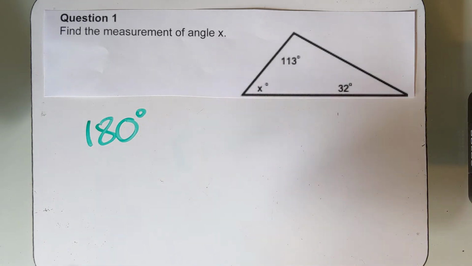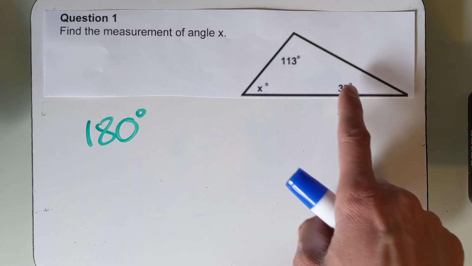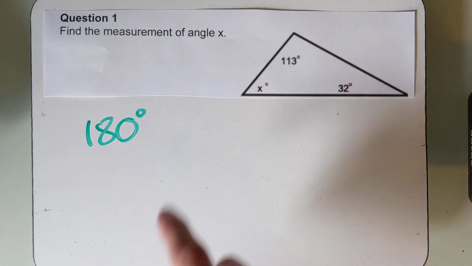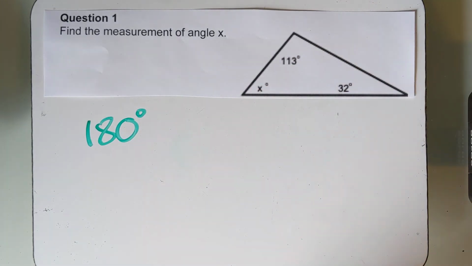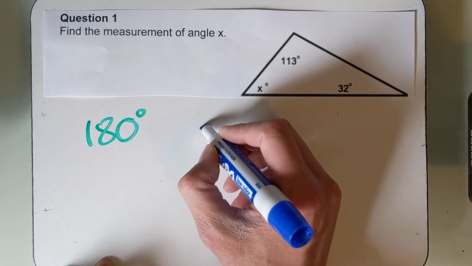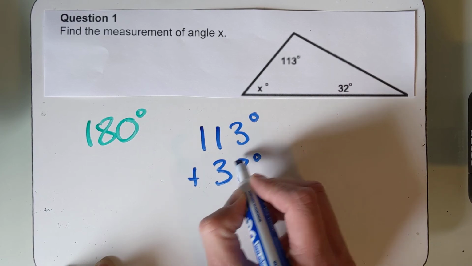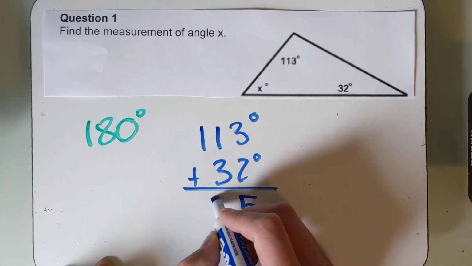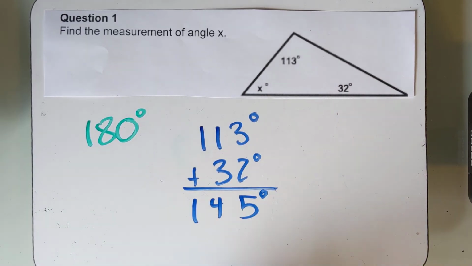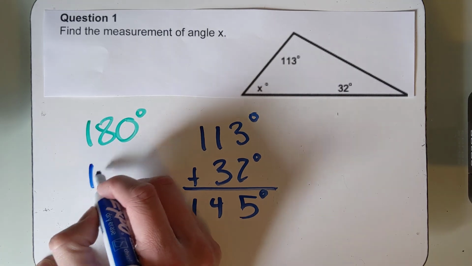So we have our 180 degrees. First thing we need to do is figure out how many degrees we already know of inside of our triangle and figure out how many more we need to equal that 180 degrees. So here we would have 113 degrees plus our 32 degrees. That's going to give us 145 degrees so far, right? Let's take that 145 degrees and take it away from our 180.